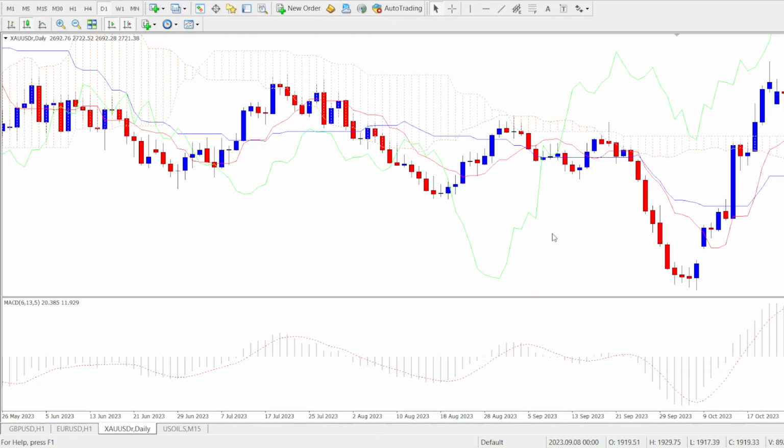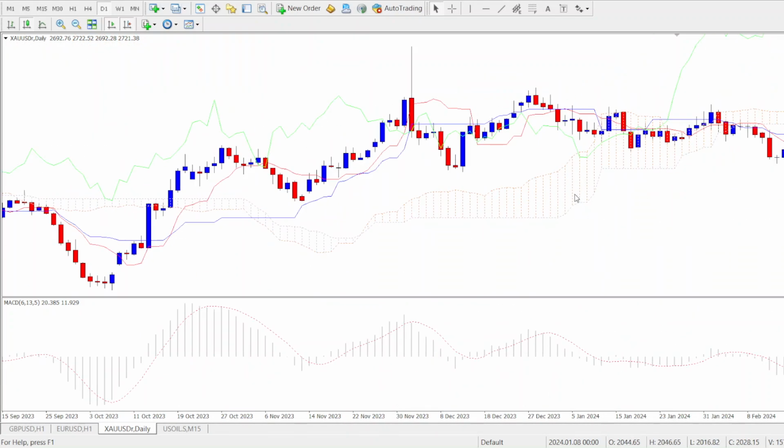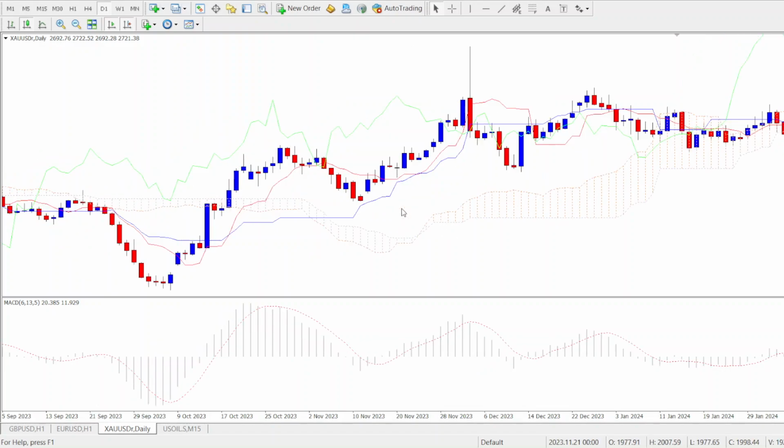For trend confirmation, you can use the Ichimoku cloud to confirm the trend. For example, if the price is above the cloud, remember that this is the Ichimoku cloud, you might want to look for bullish MACD crossover signals. So when you have price trading above the Kumo cloud, just look for a bullish crossover on the MACD. That's going to confirm the trend.